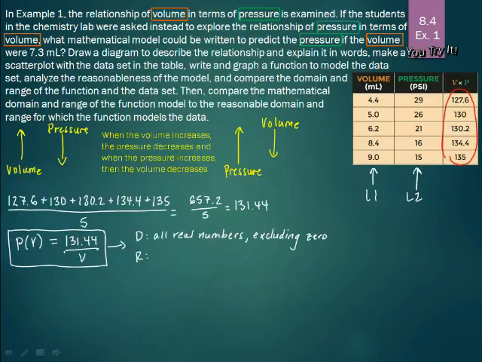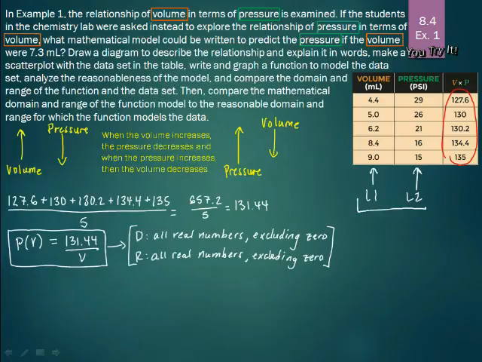And then for our range, similarly, since we can plug in anything other than 0 for V, then we really can get anything out as our output, except for there's nothing we can divide by to equal 0, since 131 divided by any number will never equal 0. And so it's going to actually be the same as our domain, all real numbers excluding 0.